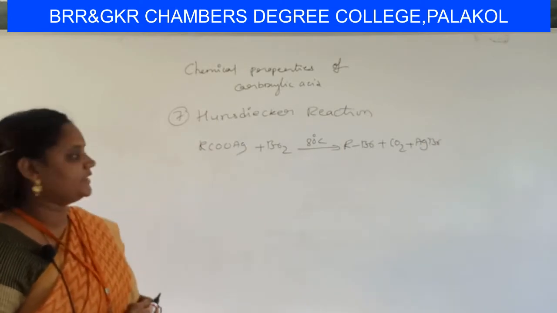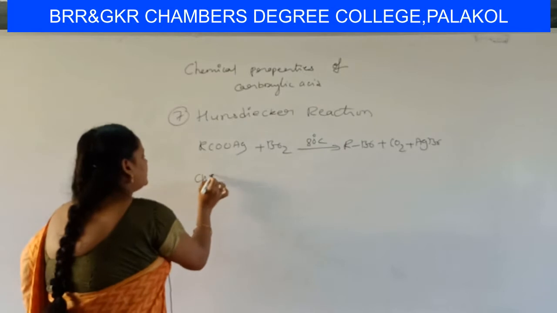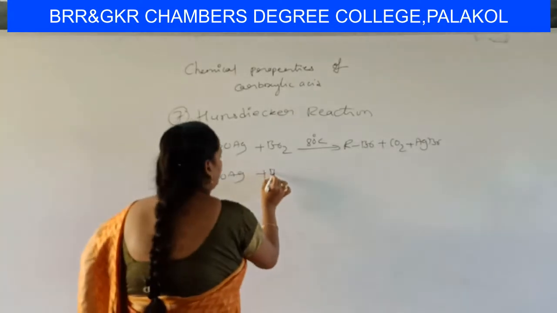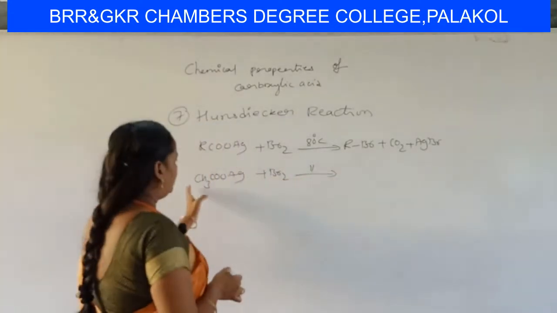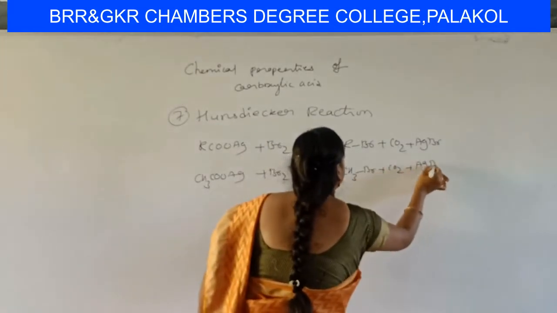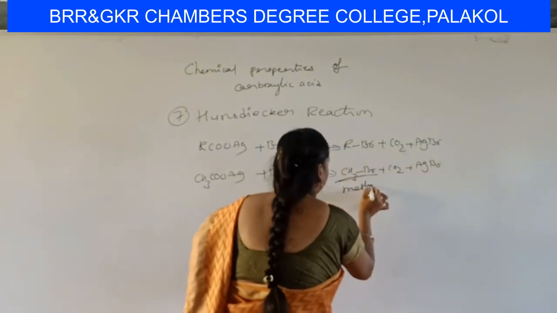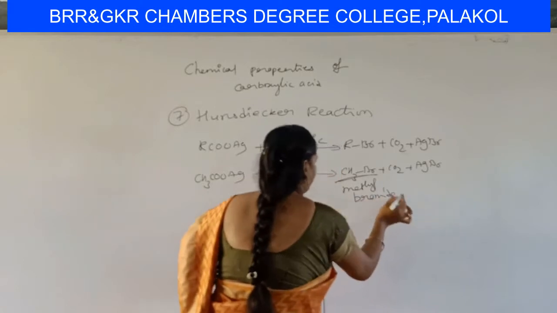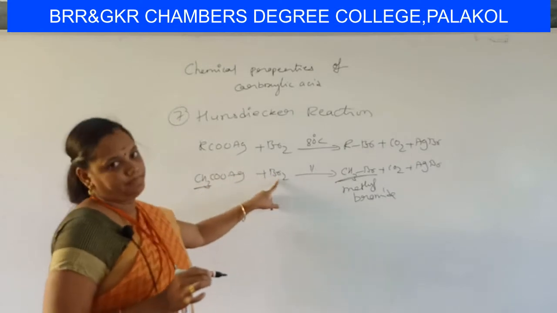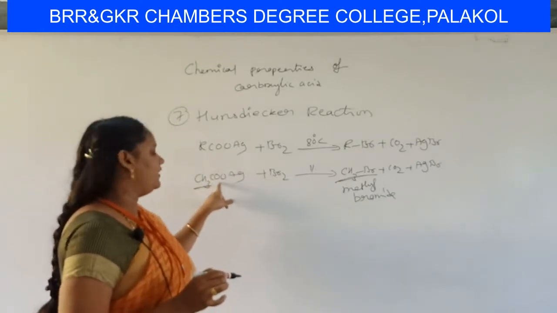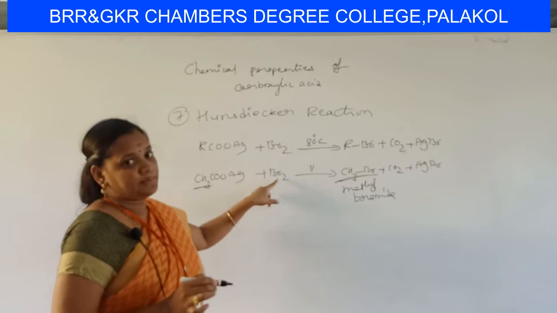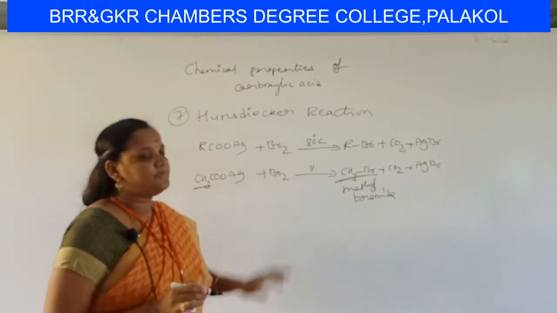Okay, students. For example, if you take CH3COOAg, this is nothing but methyl bromide. What is happening here? This CH3 will add bromine to form methyl bromide. This CO2 will be released as carbon dioxide, and the other Br atom of this bromine molecule will react with Ag to form silver bromide.